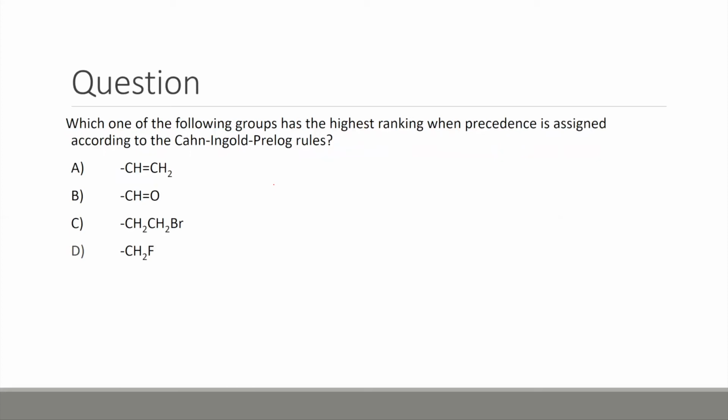Okay, so here's a test question. If you had the following groups, how would you rank them? Which of these following groups has the highest ranking when precedence is assigned according to the rules we just went over?